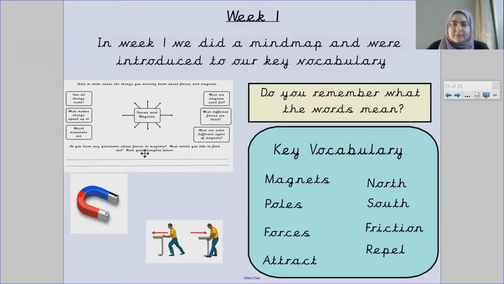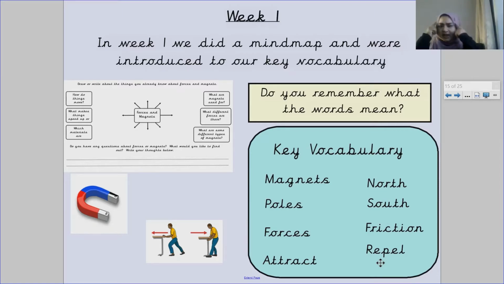Okay, so now this is the mind map that you had done. So you should have answered these questions on the side, okay, and a lot of children did. We learned basically that this object is a magnet. We learned about our key vocabulary. So our key vocabulary for week one, which we should have used throughout our unit, were magnets, poles, forces, attract, north, south, friction, and repel.